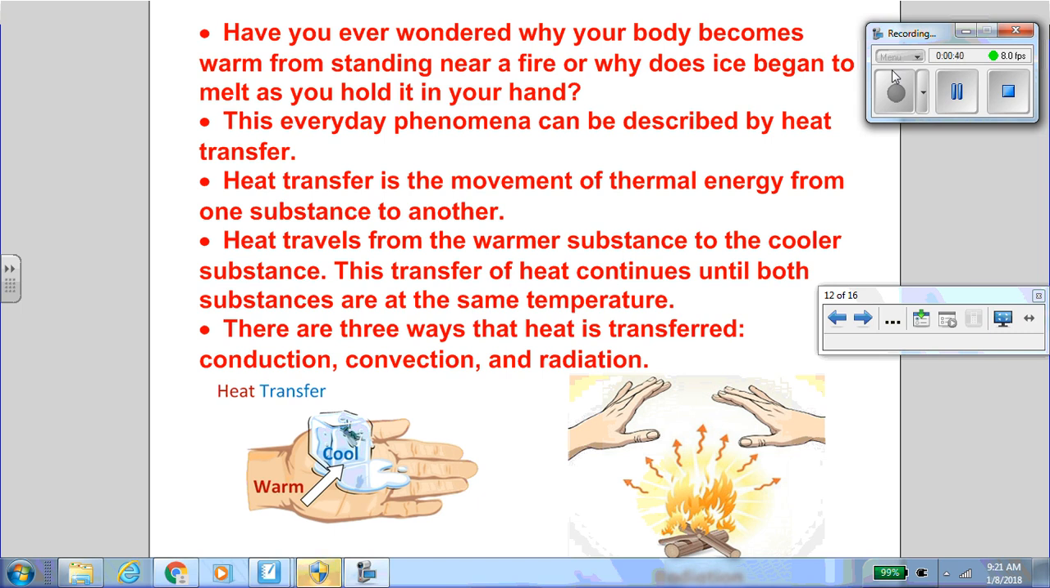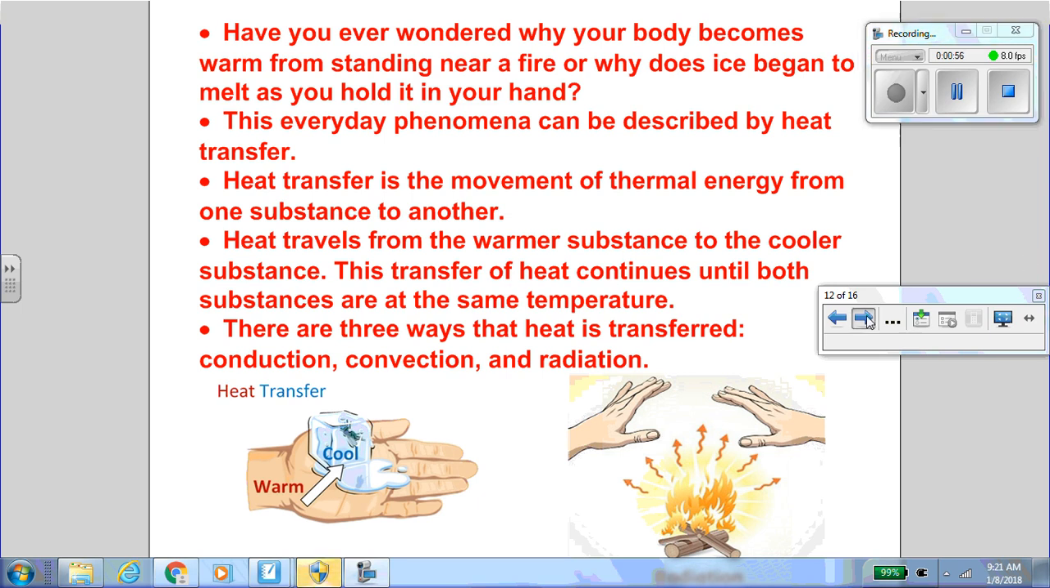There are three ways that heat is transferred, and they are conduction, convection, and radiation. In this lesson, we're going to talk about all three types of heat transfer, and we're also going to relate that to the molecules that make up these different substances in which heat is being transferred from and to.